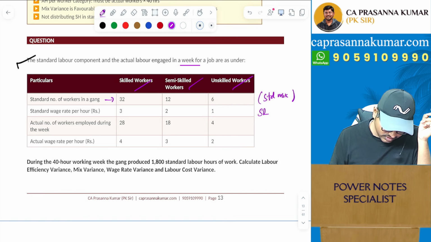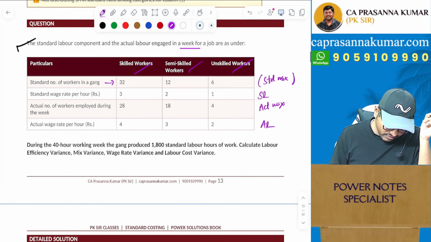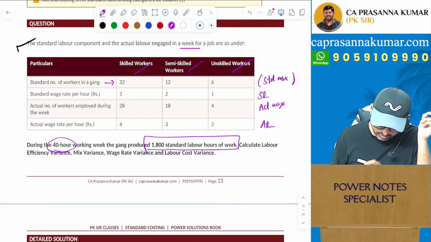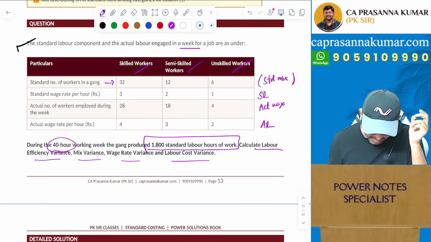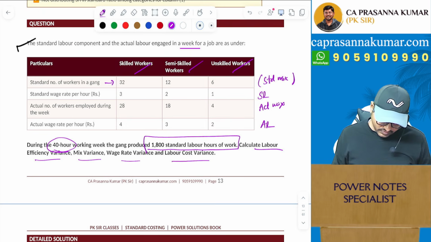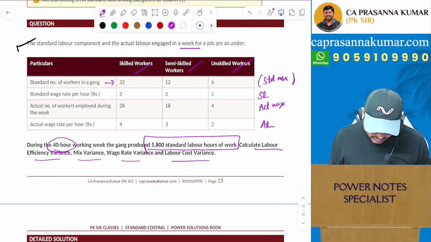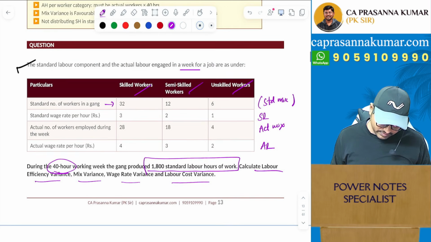This is nothing but SR. Actual number of workers in the gang, this is actual mix. Actual wage rate per hour, this is AR. During a 40-hour working period, the gang produced 1800 standard hours of work. Calculate labor efficiency variance, mix variance, rate variance, and labor cost variance. That's the question.